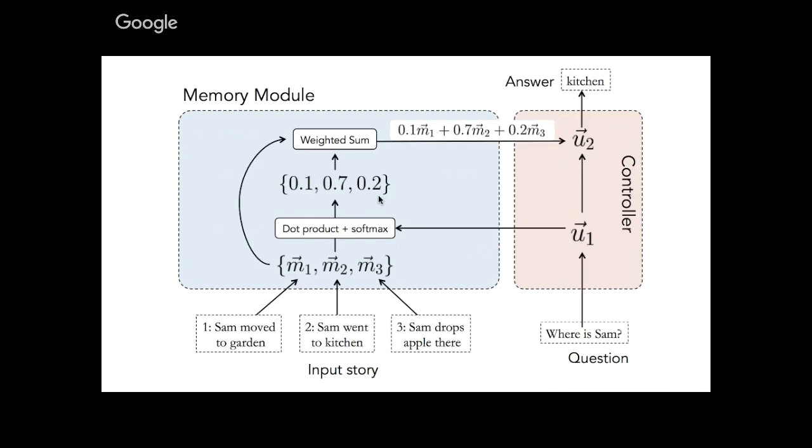So what's the second arrow U2 going to? So you take all of the factual inputs, M1, 2, and 3, you do their weighted sum, and out comes U2. Yeah. And what does U2 represent? U2 is the output to the question, the answer. The answer of the question.